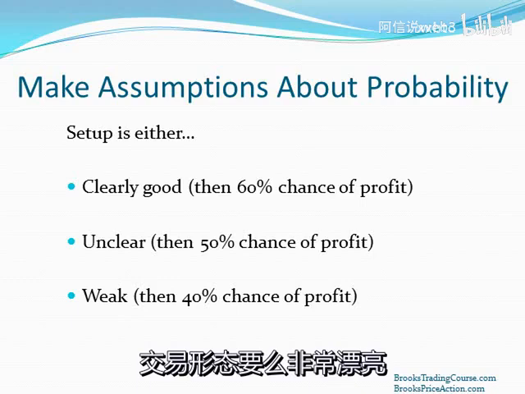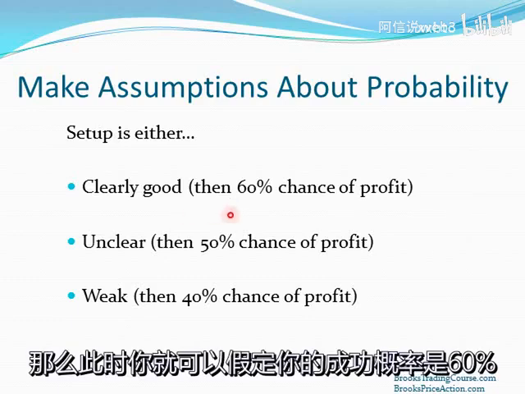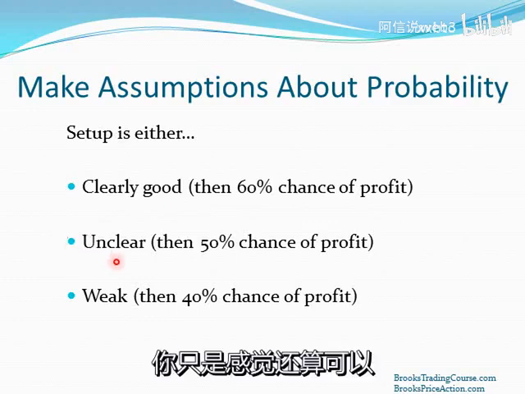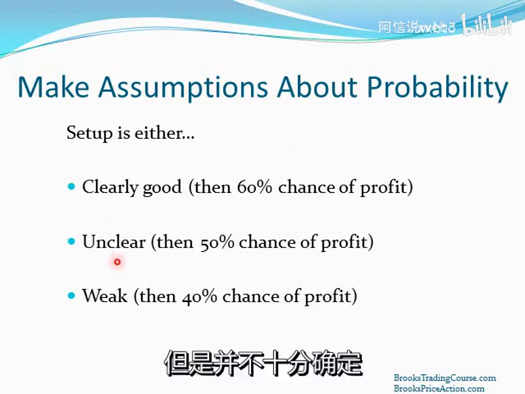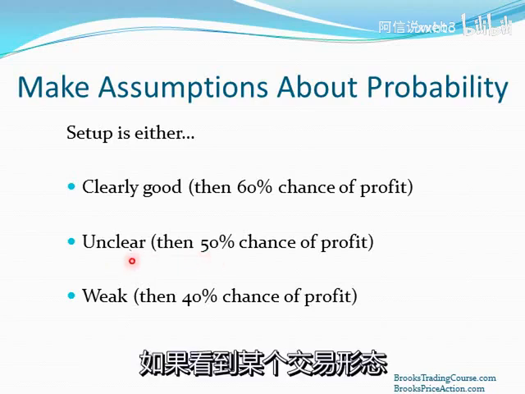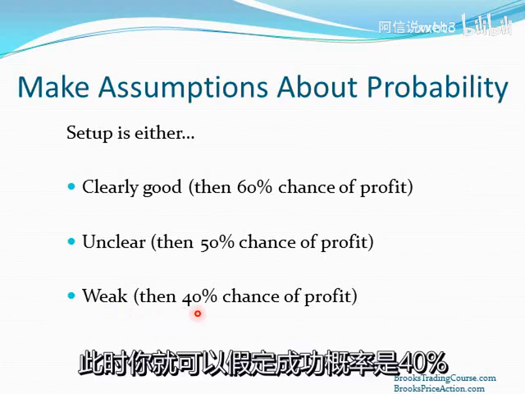You can make assumptions about probability. The setup is either clearly good, you look at it and say, I think this is a good trade. When that's the case, assume you have a 60% chance of profit. If you look at it instead and say, I don't know, it might work, I think it's okay, but I'm not sure, then assume probability is 50%. If you say, I understand the logic behind the trade, but I think it's probably not all that good, then use 40% for the probability.